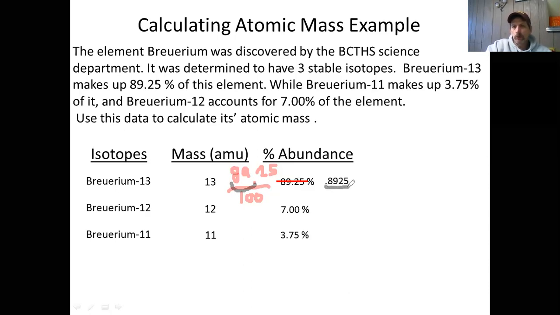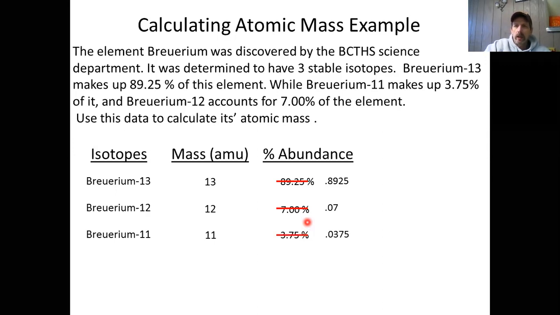So we're generally just going to cross out that percentage and move the decimal 2 positions to the left, because that means divided by 100, which is what percent means, out of 100. And that's going to allow us to deal with the mathematics a little easier. So what we're doing is recording the percentages in what we would call a relative abundance instead of a percent abundance. We're doing that for all 3 of our isotopes.